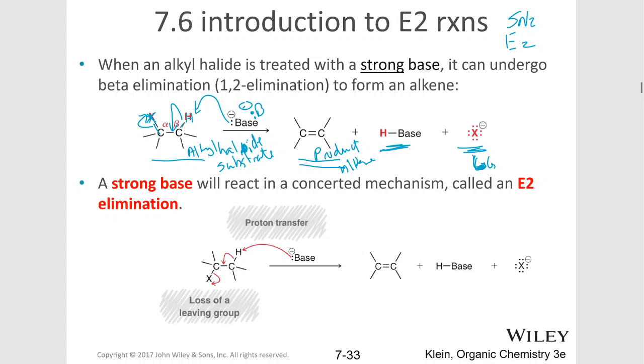So this is called an E2 elimination reaction. This is an elimination reaction because we're eliminating the leaving group. We're pulling off a hydrogen and the leaving group. So we've got a proton transfer and loss of leaving group in this one concerted step.